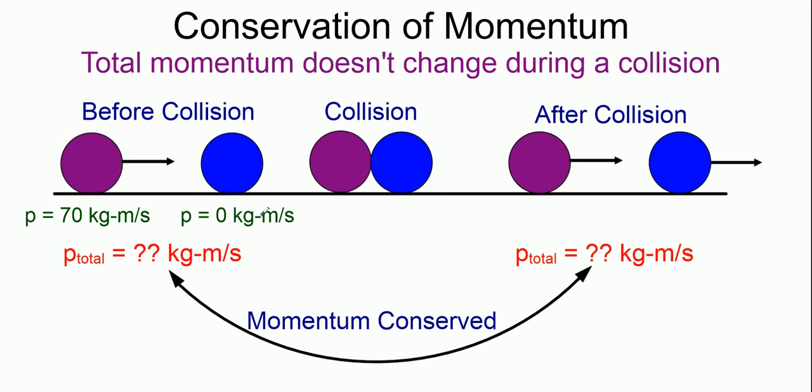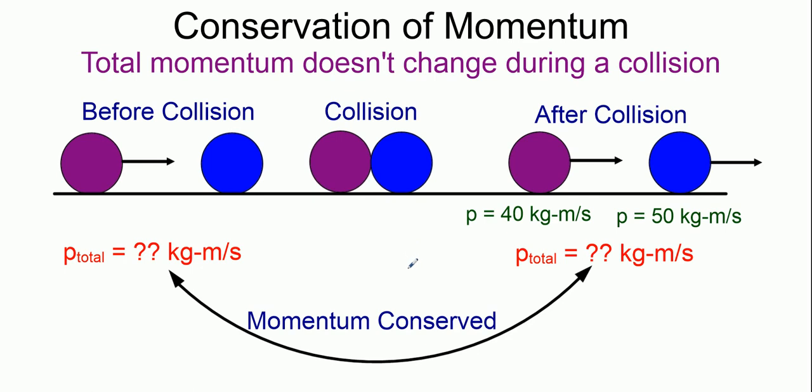Let's try this. Let's see if we have 70 here and 0. That means our total here on the left is 70. So what must be our total on the right? Yep, it must be 70. Conservation of momentum. Total does not change.